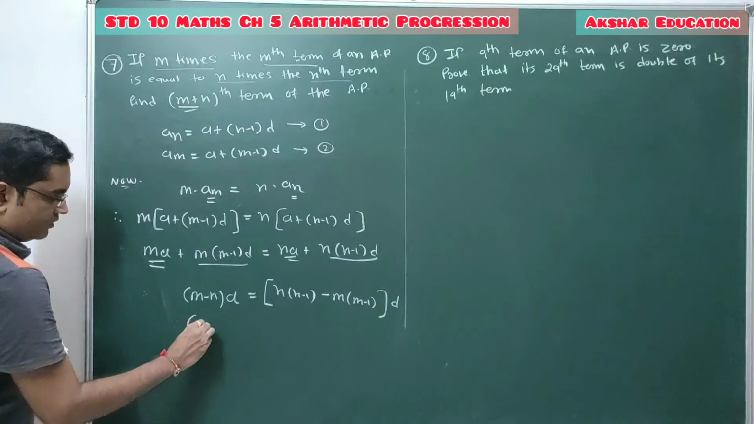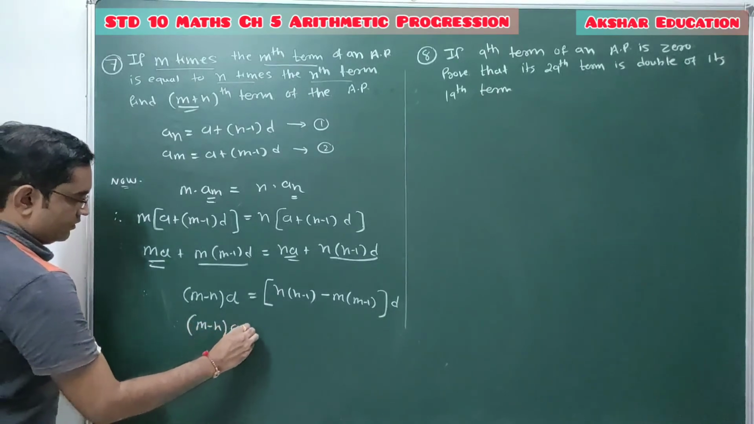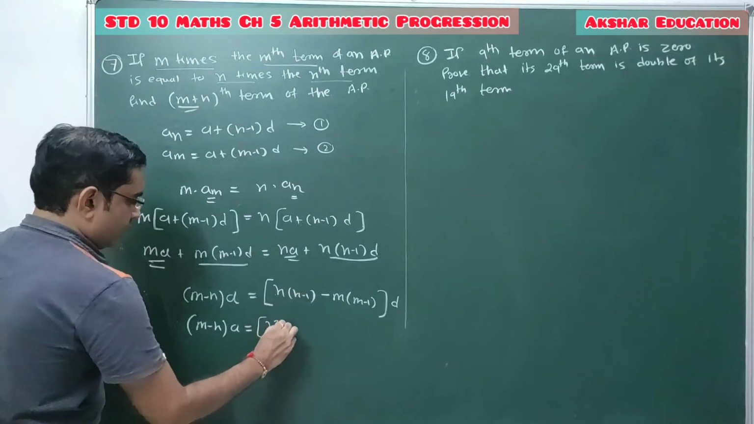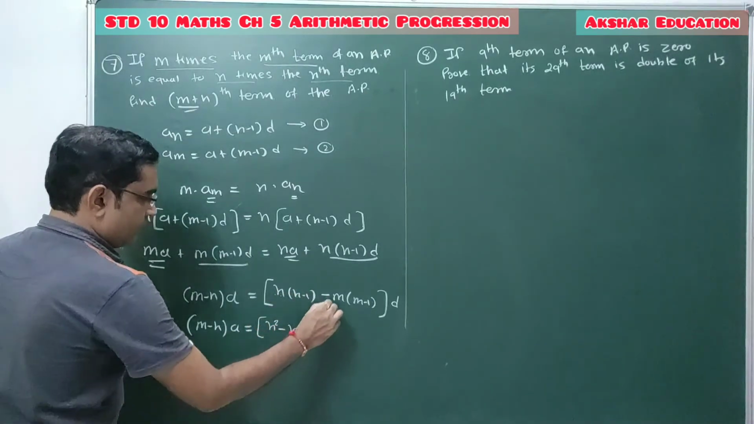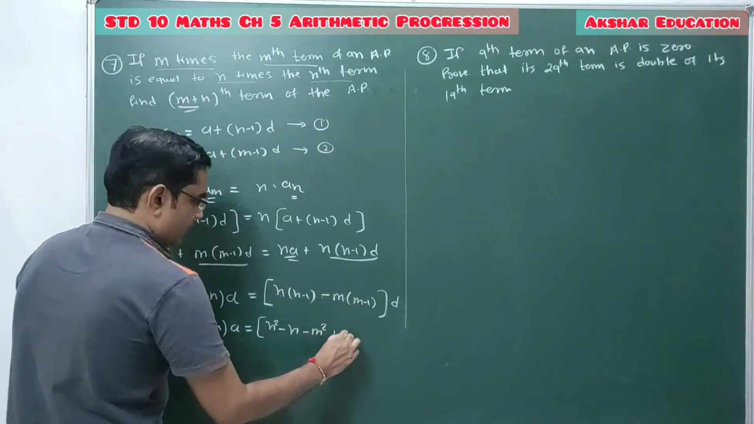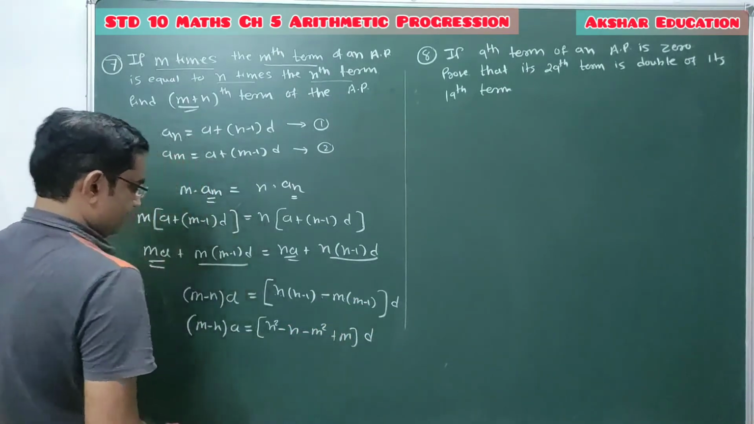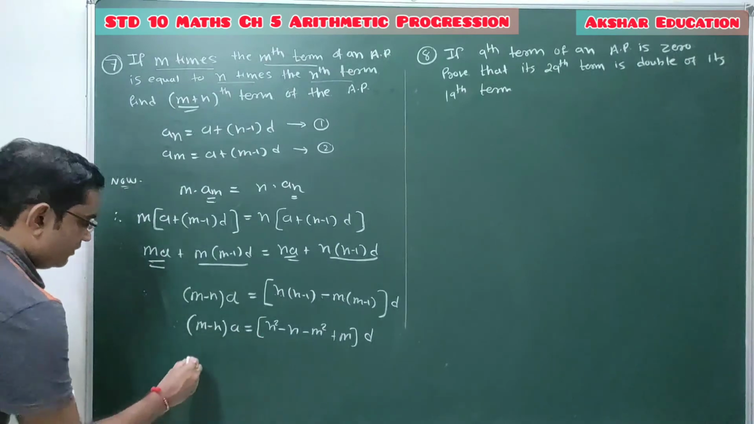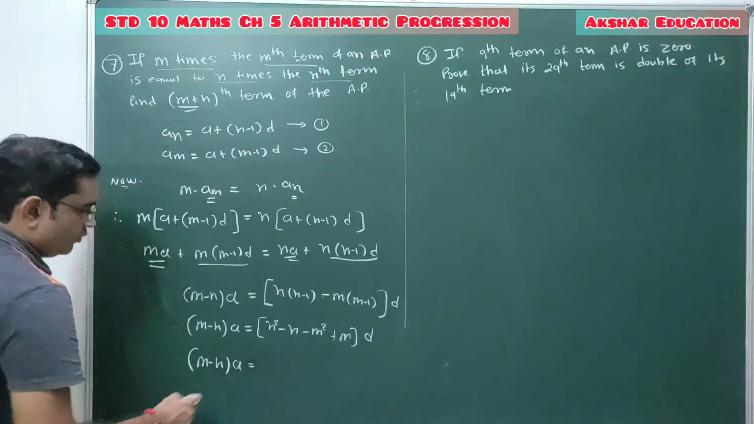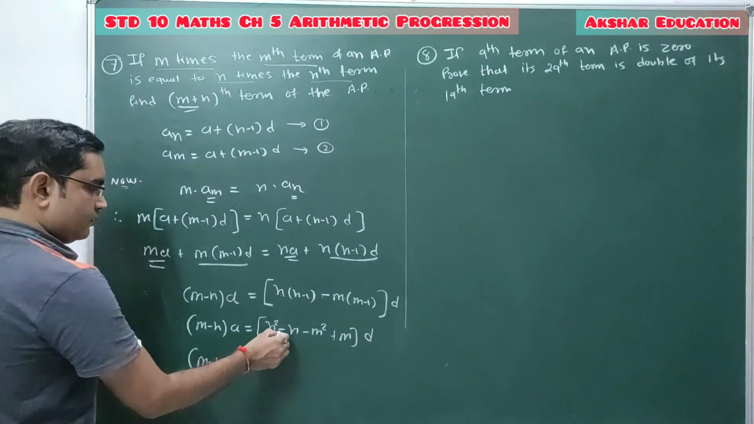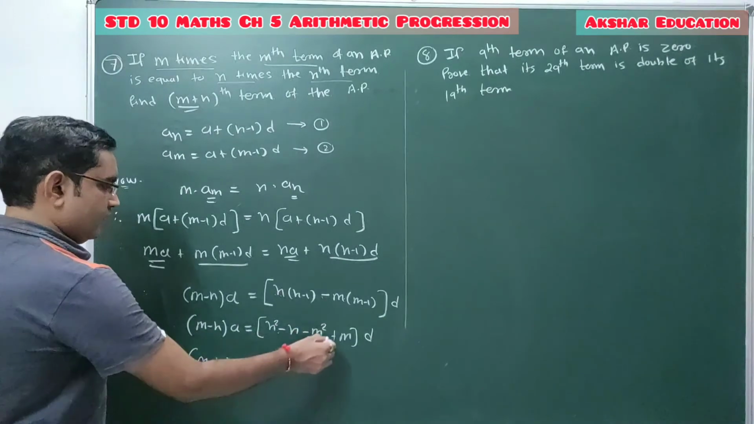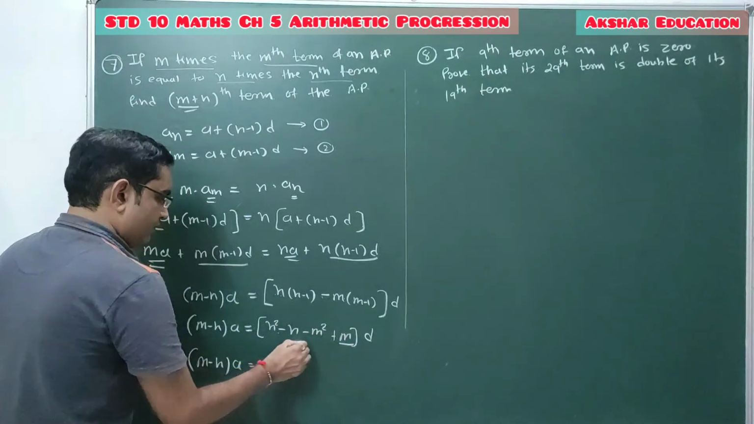So further simplification: m minus n into a, and here this will be n square minus n minus m square plus m, into d. Further simplification, this will be m minus n into a equal to, here this can be written as n square minus m square, and this is plus m minus n.